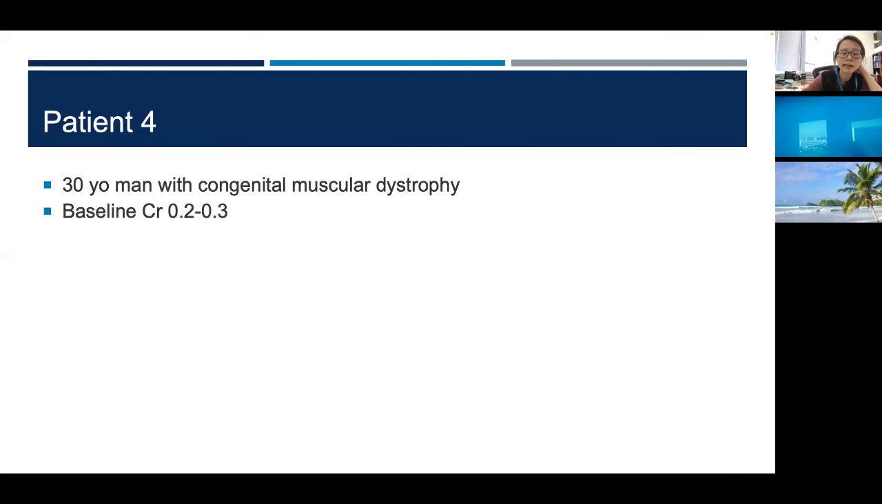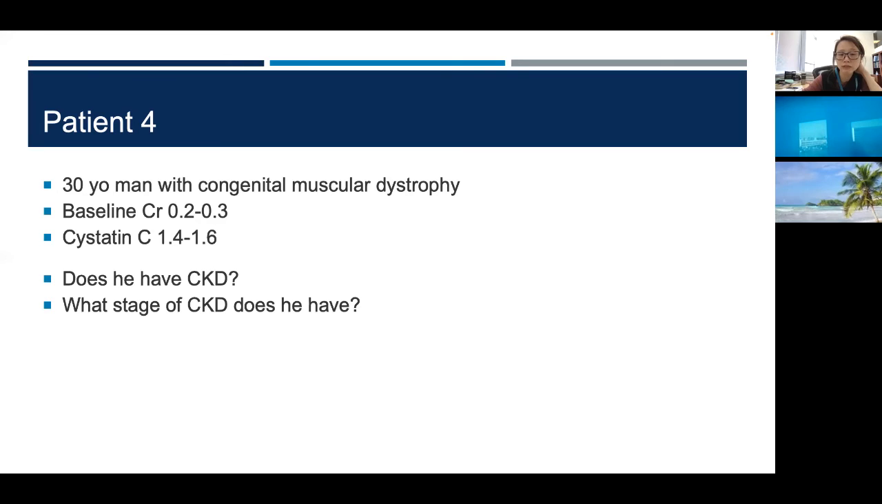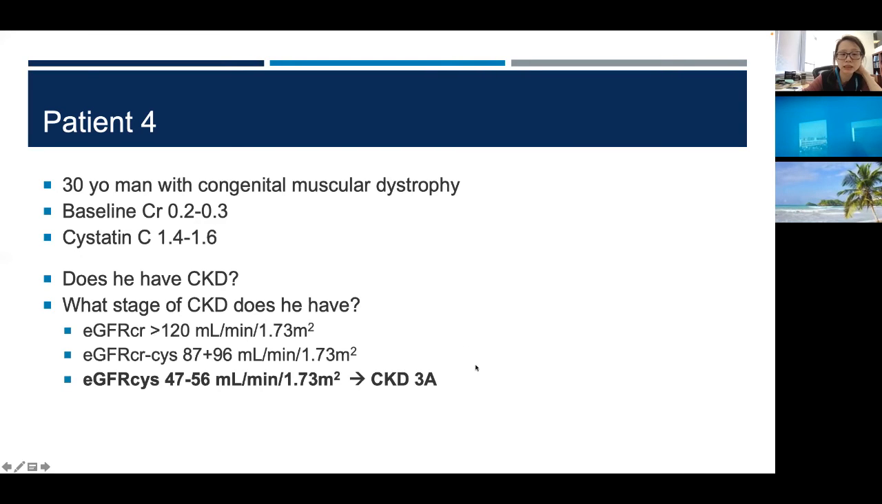Okay. Oh, and I have another patient who's 30 years old with congenital muscular dystrophy. His baseline creatinine is 0.2 to 0.3. His cystatin is somewhere between 1.4 to 1.6. And for him, does he have CKD? And what stage of CKD does he have?